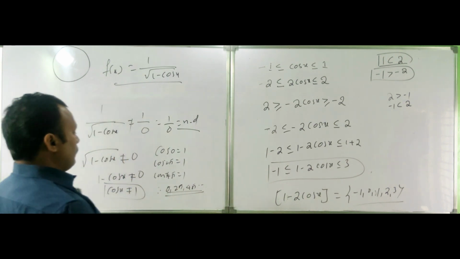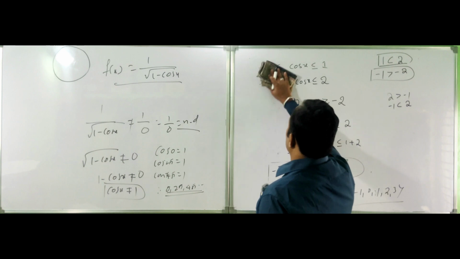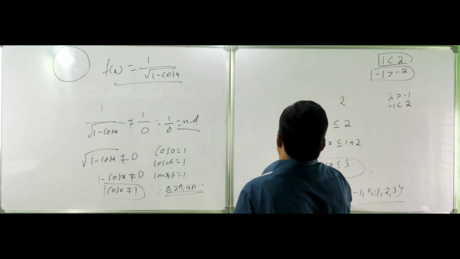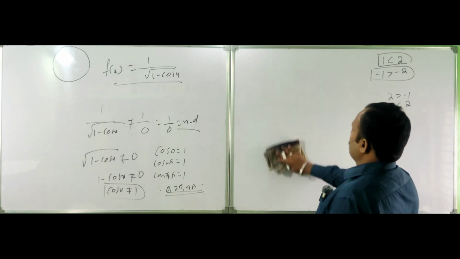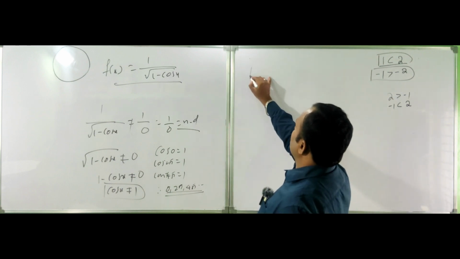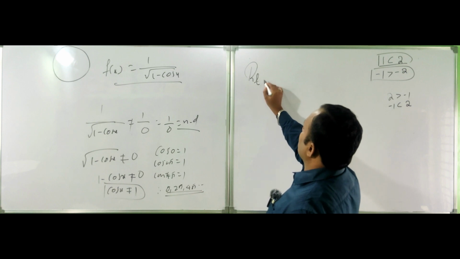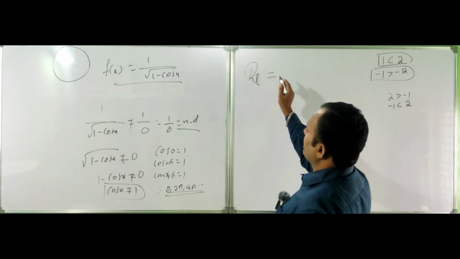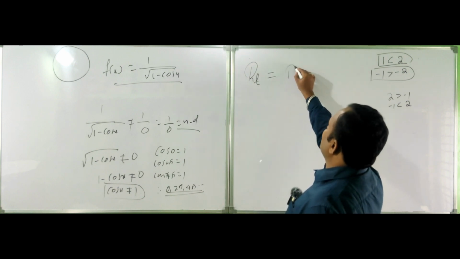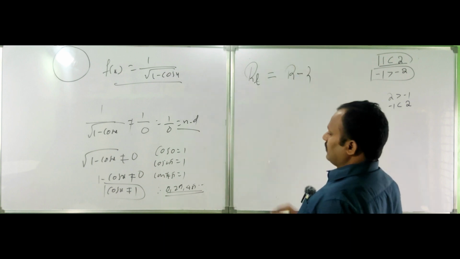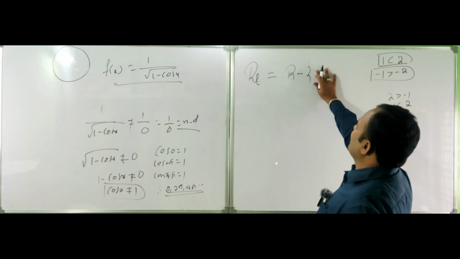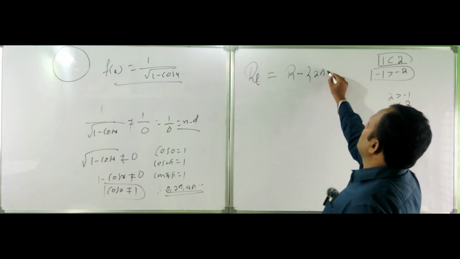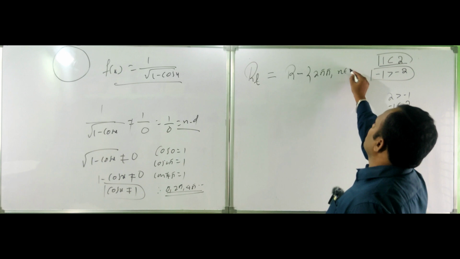Therefore, the domain is the input value. The domain becomes all real values except 2 n pi, where n belongs to I.